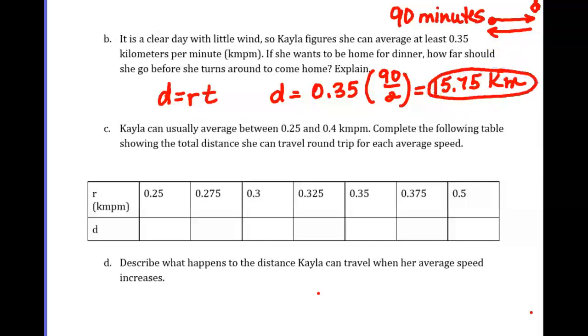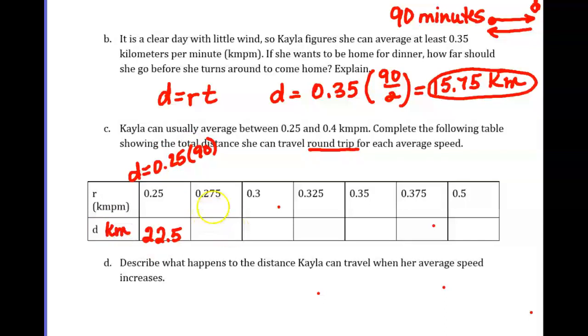15.75 kilometers. Kayla can usually average between 0.25 and 0.4 kilometers per minute. Complete the following table showing the total distance she can travel round trip for each average speed. So now we're going round trip, which means she's going for 90 minutes. If she's going at a rate of 0.25, our distance would be equal to 0.25 times 90, which gives us 22.5, and that would be kilometers.